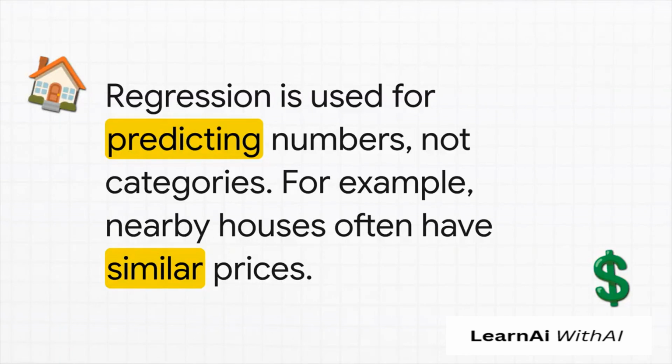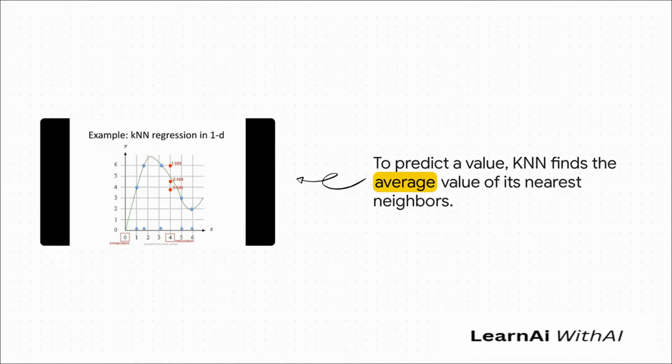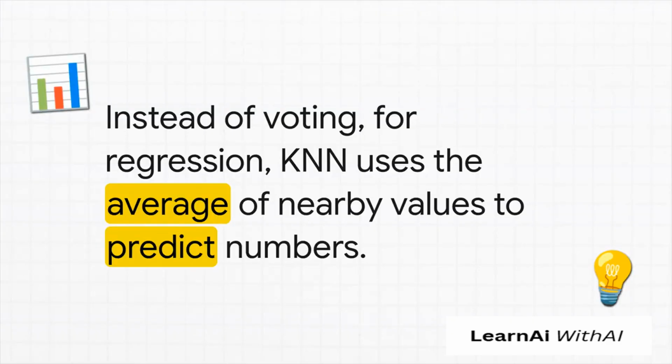The classic example everyone uses is house prices. And it makes perfect sense, right? If you look at houses on the same street, they're probably going to have pretty similar prices. So, if a new house goes on the market and we want to guess its price, KNN would just look at, say, the 5 nearest houses that have already sold. It would grab all their sale prices, add them up, and find the average. Simple as that. And that average becomes the prediction for the new house. So just remember that key difference. For classification, it's a vote, but for regression, it's an average. The neighbors all chip in their value, and we just find the middle ground.